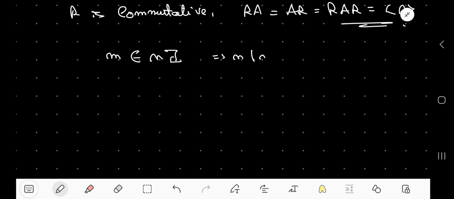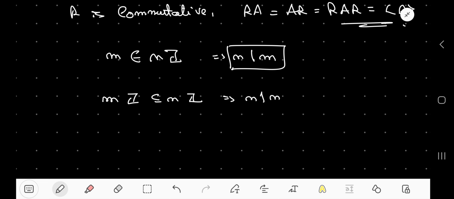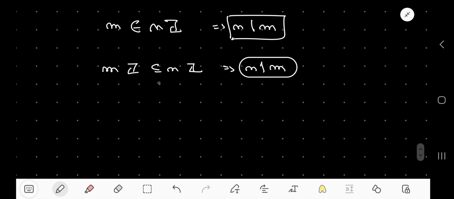That typically means n must divide m, right? Similarly, I can also talk about it like this: if mℤ is contained in nℤ, then this typically implies that n must divide m, right? Moreover, for equality, I need to have a both-sided division. That is, if I say that mℤ equals nℤ, then I must have that n divides m and m divides n. Now, these are very trivial structures.